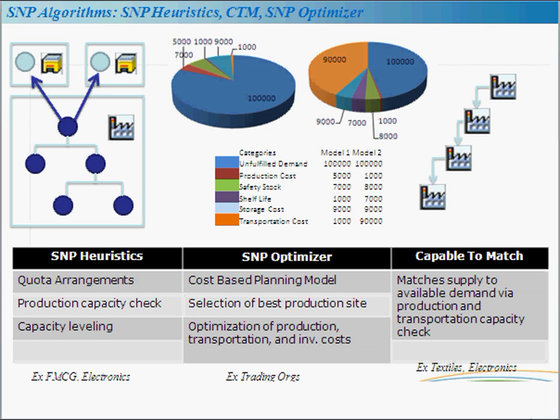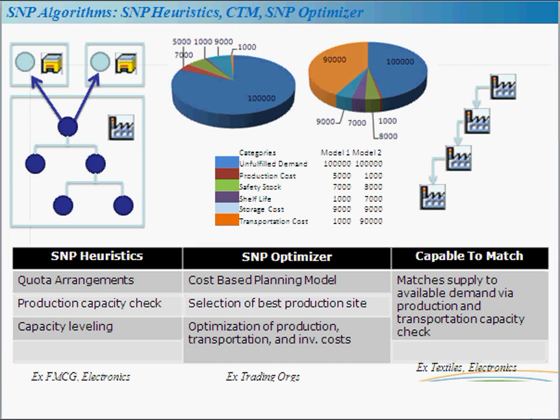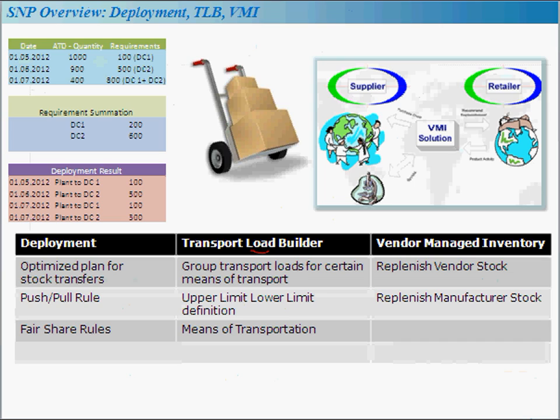So the first part that we did in SNP is laying out our supply network. The second part is taking the demand in and creating the planned orders. For that we have three engines. And finally we have deployment. So what is the use of deployment? Deployment is to ensure the requirements of DCs are fully and in the best possible manner satisfied.